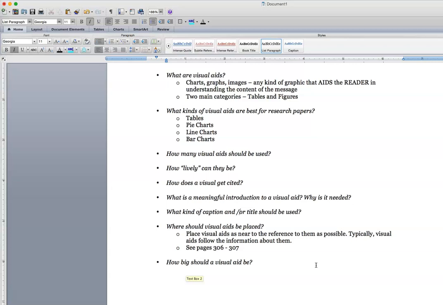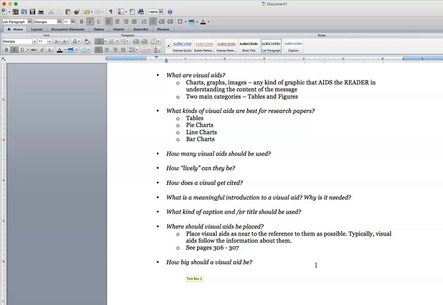Let's see. Now, where should visual aids be placed? So, as the book tells us, you want to place the visual aid as near to the reference of it as possible. So typically, the visual aid follows the information about it. So you have the introduction to the visual aid, followed by the visual aid itself. Now, how big should a visual aid be? So visual aids can be small or they can be rather large, depending upon the information, of course, that you're trying to convey.